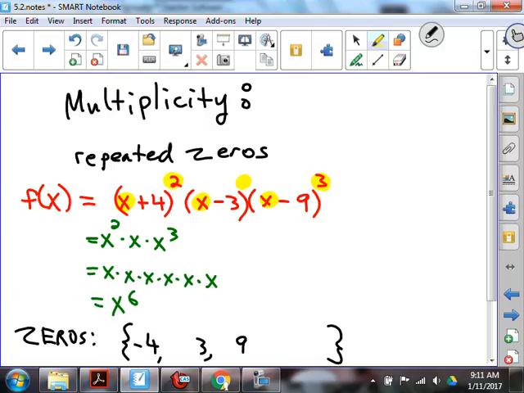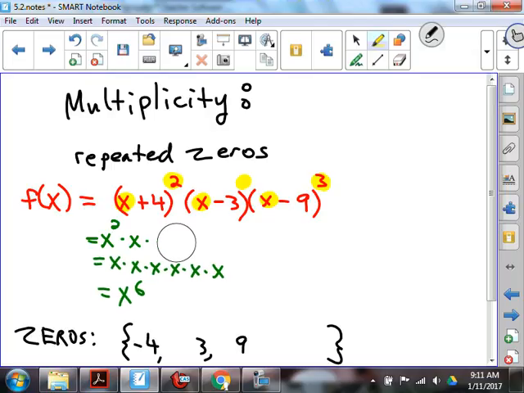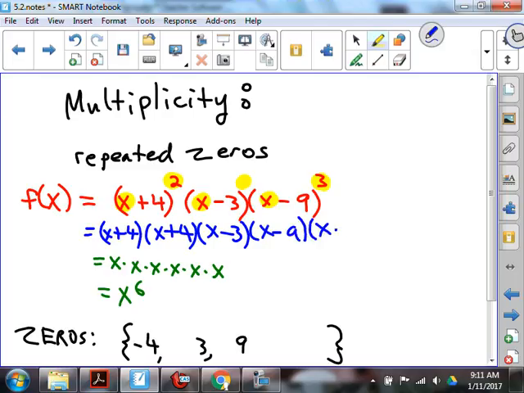Well, hold on a minute. Let's slow our roll here for a second. Let's think about if we expanded this, what it would look like. Wouldn't it be x plus 4 times x plus 4 times x minus 3 times x minus 9 times x minus 9 times x minus 9? Wouldn't it be like that?